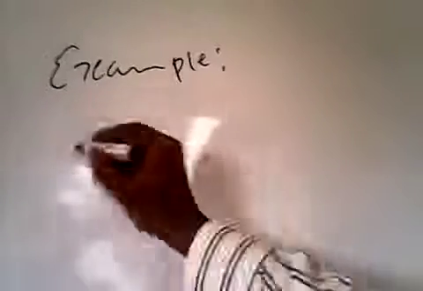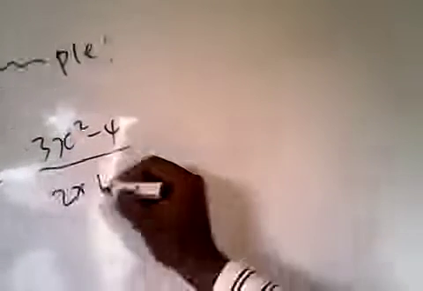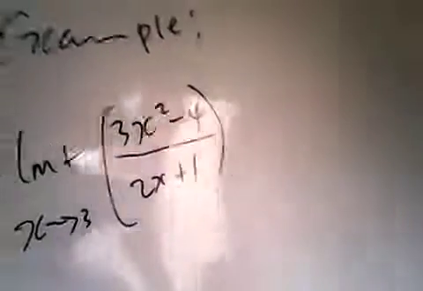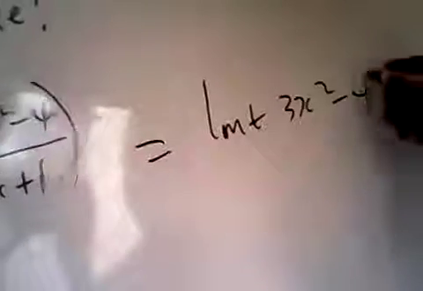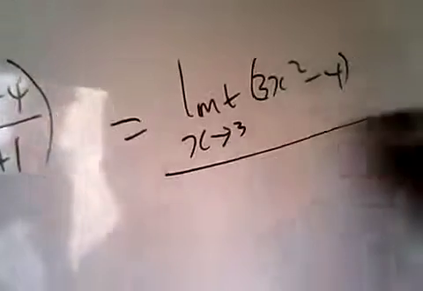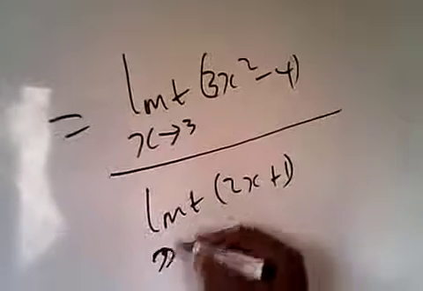For example, let's take one example under that. We have the limit of 3x squared minus 4 all over 2x plus 1, as x tends to 3. Now, the answer is going to become the limit of 3x squared minus 4 as x tends to 3, all over the limit of 2x plus 1 as x tends to 3 as well.